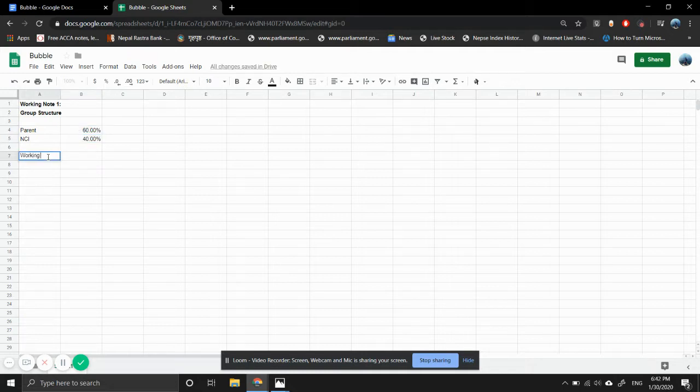And then working note 2, calculation of net assets, right? Net assets, bold it. And then share capital. And then what else is there? Retained earning. There is other component of equity as well. I know that other component of equity.